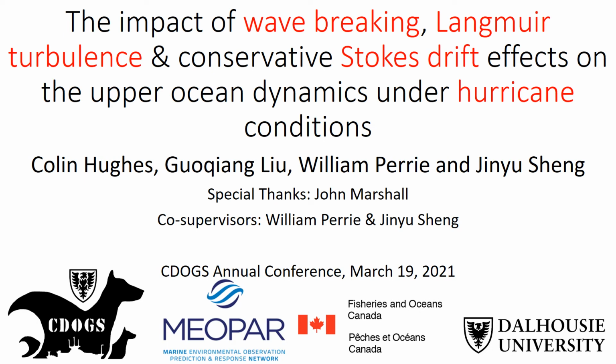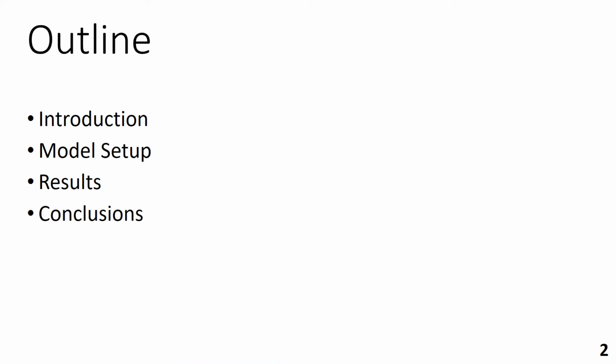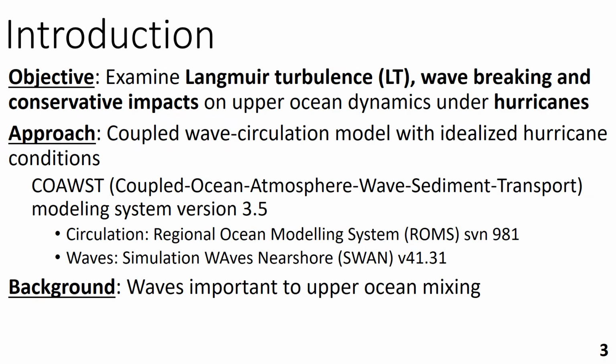Hi, welcome to my presentation where I look at the impact of different wave effects, namely wave breaking, Langmuir turbulence, and conservative Stokes drift effects on upper ocean dynamics during hurricanes. So just a quick outline, I'm going to go through a short introduction, then the setup of the coupled wave circulation model, a subsection of the results, and finally the conclusions.